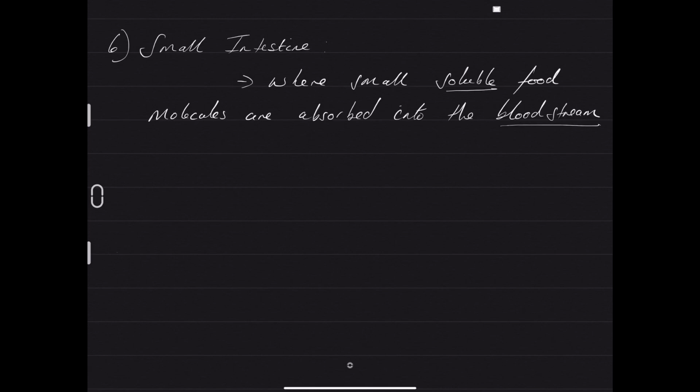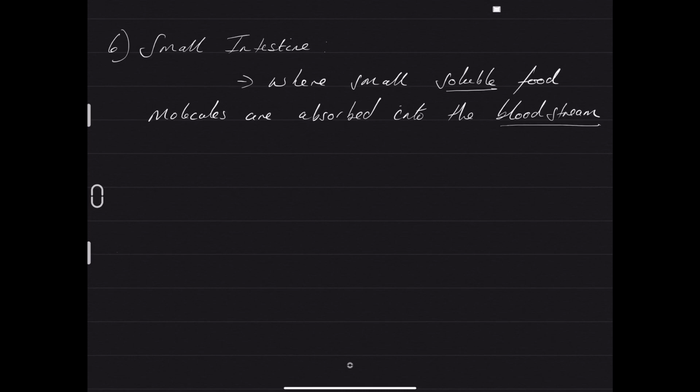This is the whole process of digestion, and this is why we have different mechanisms and different chemicals working on the food that we consume to make sure that the food is in a format which is smaller and soluble, so that these molecules are easily absorbed into the bloodstream. Now this absorption is happening at the small intestine.